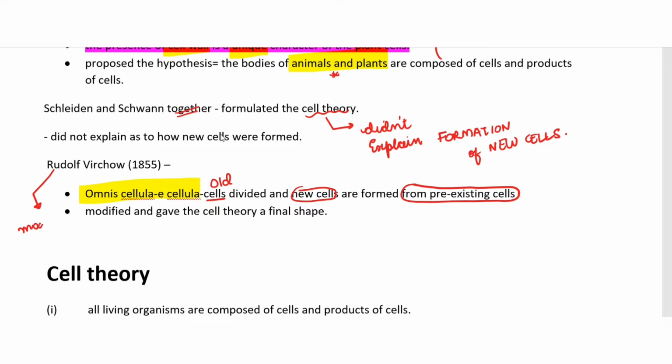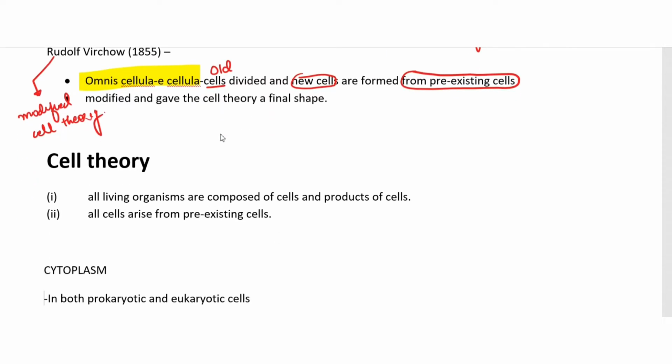And in this way he modified the cell theory which was earlier formulated by Schleiden and Schwann, and he gave the final shape to the cell theory. So now when we say cell theory, it has two postulates. First one, all organisms or living organisms are composed of cells and products of cells. So living organisms, there are plants, animals and other living organisms present.